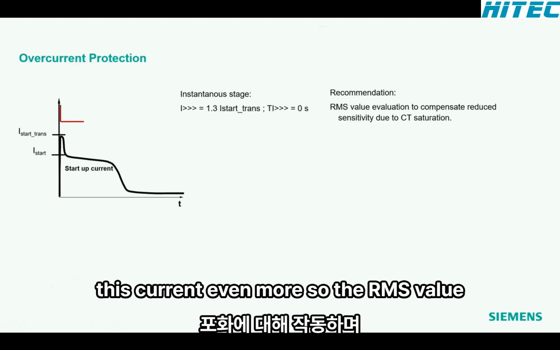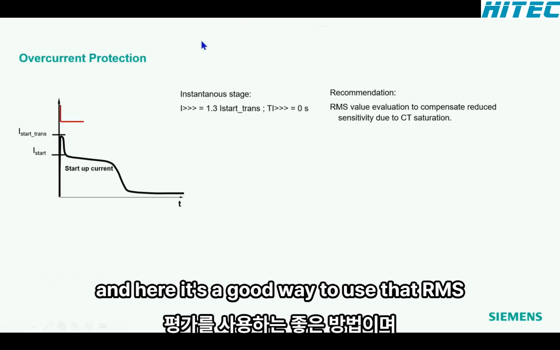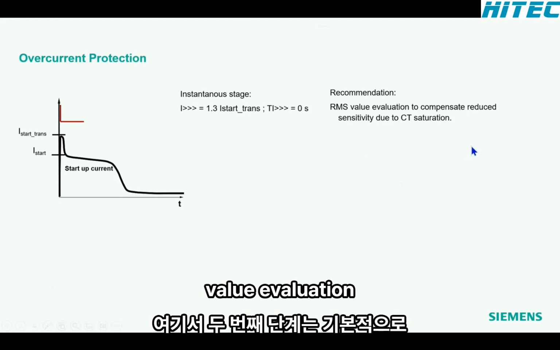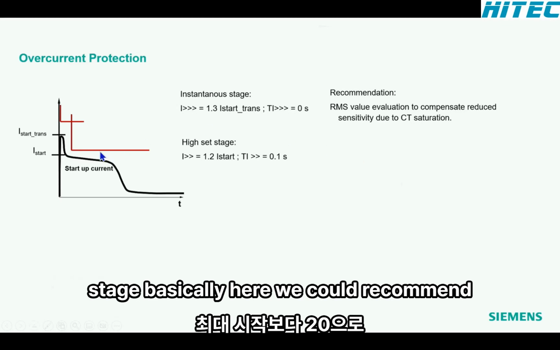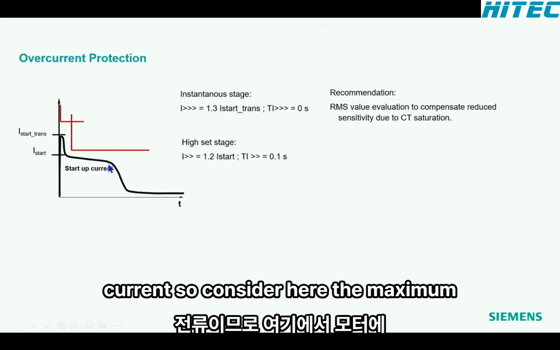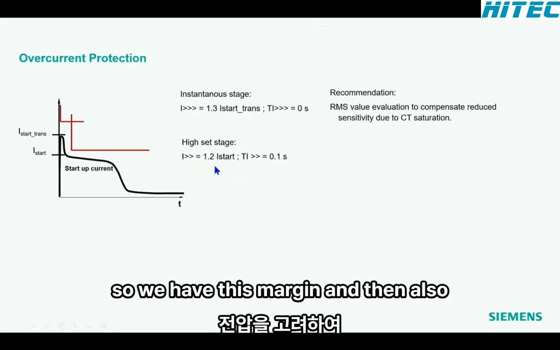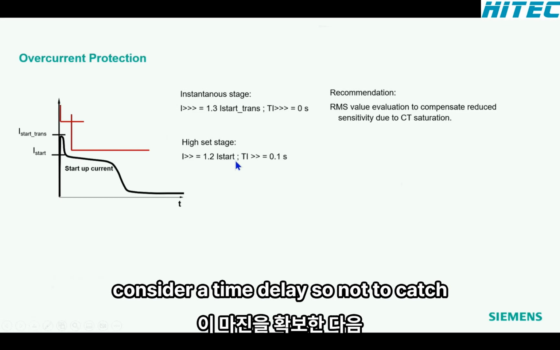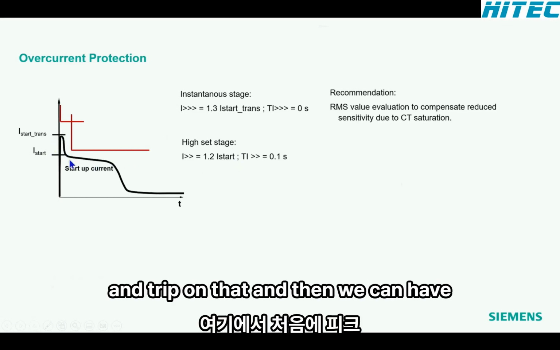So the RMS value evaluation works against the saturation, and here it's a good way to use that RMS value evaluation. Then the second stage here, the high set stage, basically here we could recommend to set it to 20% over the maximum startup current. So consider here the maximum voltage you can get on the motor. So have this margin, and then also consider a time delay, so not to catch here that peak current at the beginning and trip on that.